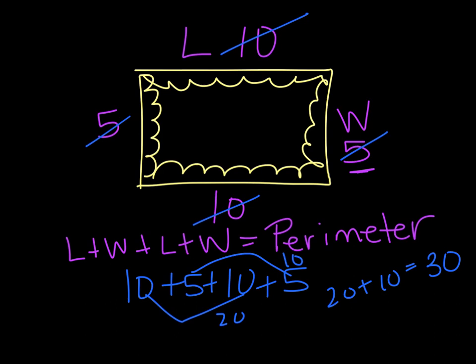Now you'll notice that there's no indication what I was measuring with. It's not inches or feet or meters or anything like that. So since we don't know, we're just going to say that the perimeter is equal to 30 units. Okay? All right, let's try another one.